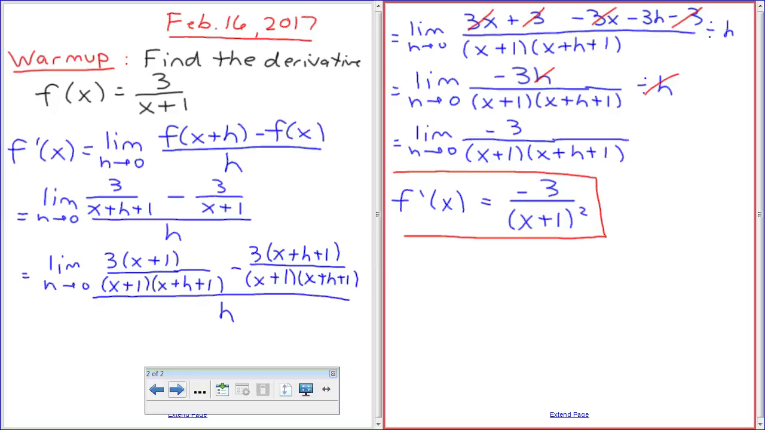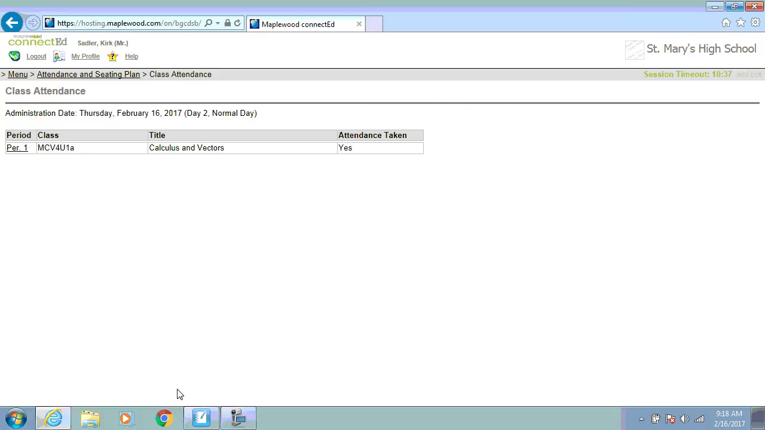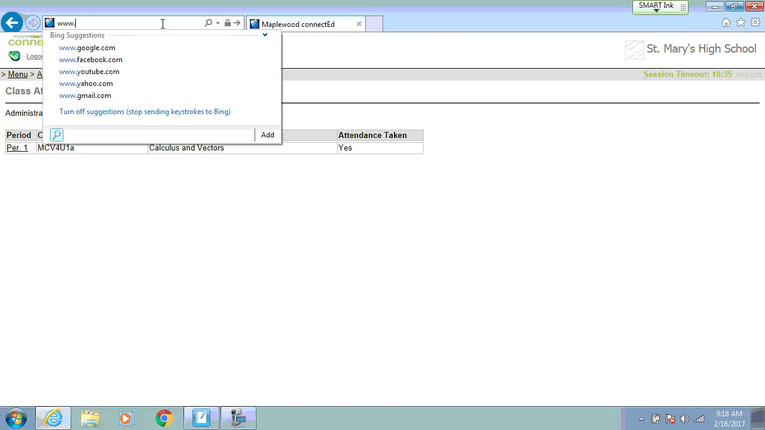What does 3 over x plus 1 look like? Did any of you guys do that last year? No, you didn't? Okay, you should have. But let's try it. Let me just say it out loud. I'm going to do negative 3 over x plus 1 squared quickly here in Desmos, hopefully.